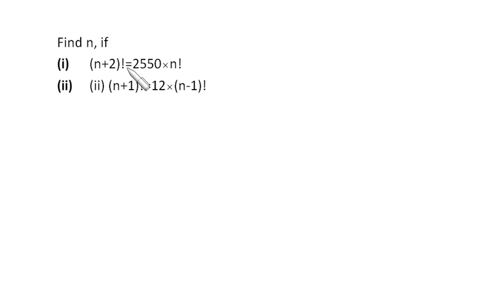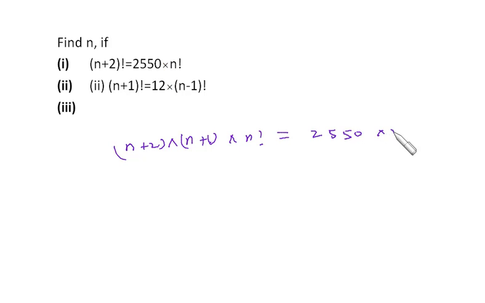Here we have to calculate the value of n in both the cases. Let's take this first one. It's n plus 2 factorial is 2550 into n factorial. Now what is n plus 2 factorial? It's n plus 2 into n plus 1 into n factorial is equal to 2550 into n factorial. So it's cancelled, right? Now we have to solve this quadratic equation, that is n plus 1 into n plus 2 is 2550.